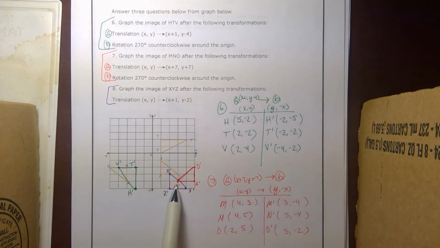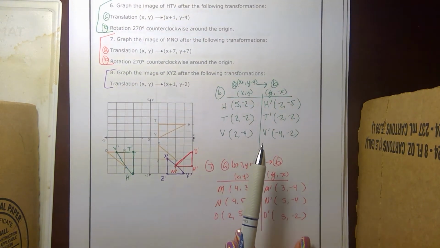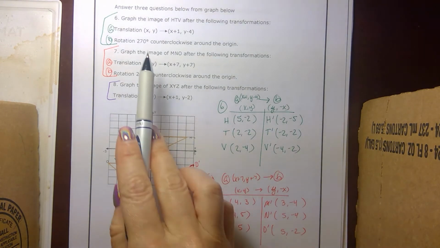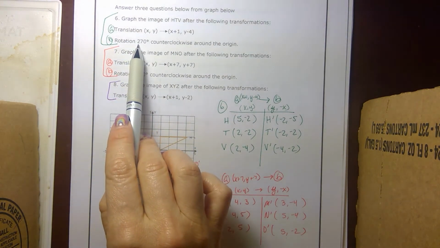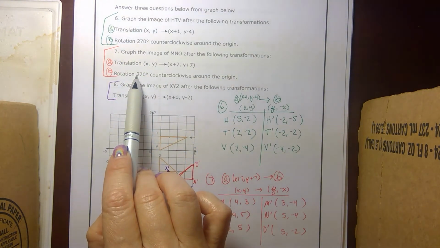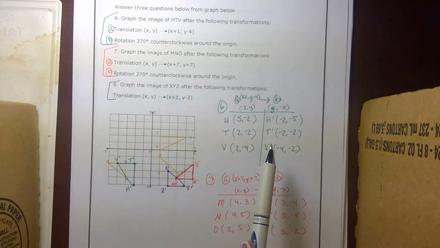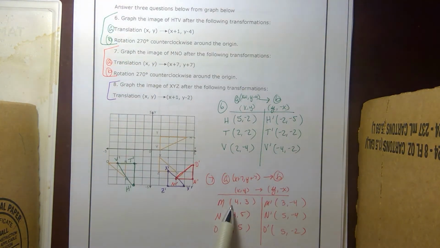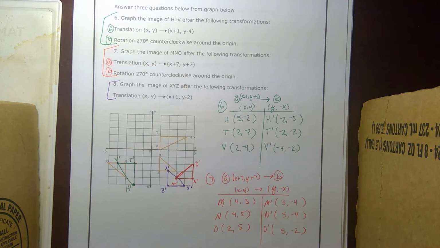But number 6 and 7 both require both a translation and a rotation. Translate, rotate. For number 6, translate, rotate for number 7. Notice I color coded. Number 6 I did in green, number 7 I did in red, so that you can see where those things end up. Make sure again that you have labeled your images correctly.